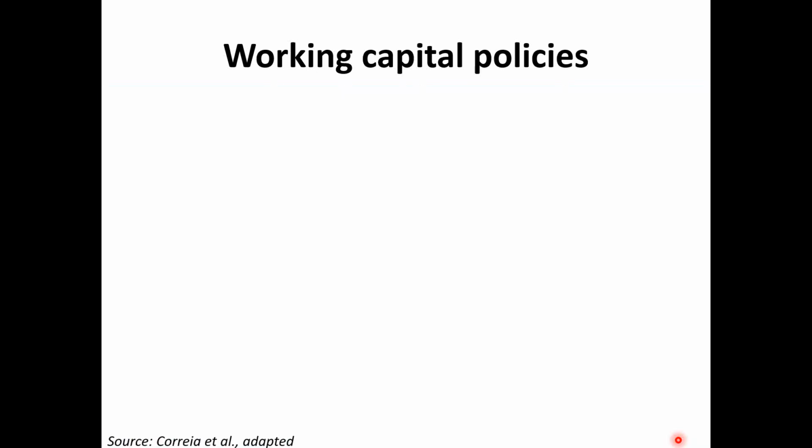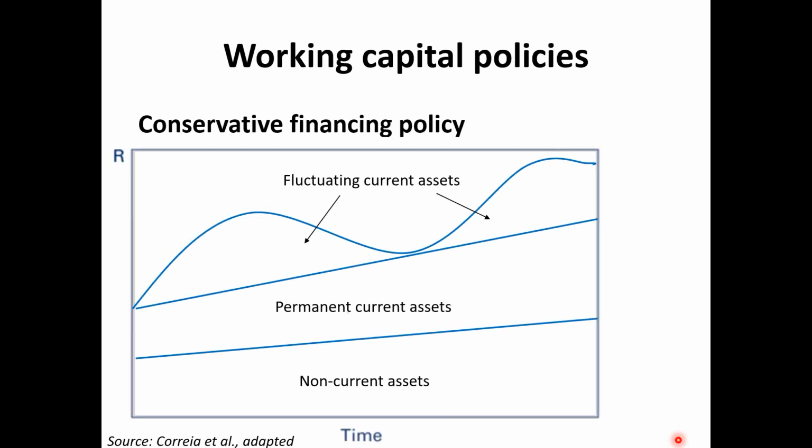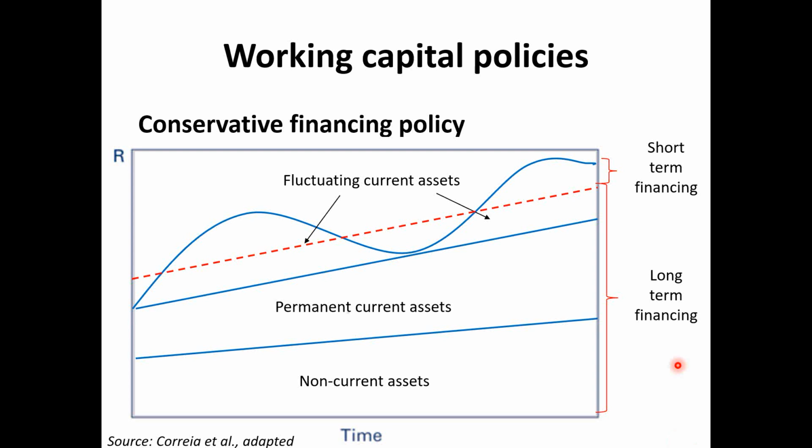Finally, we will look at a conservative financing policy. Under a conservative policy, we carry more current assets, and we also finance more of these assets out of our long-term financing. So you can see now that our long-term financing also finances some of our fluctuating current assets.